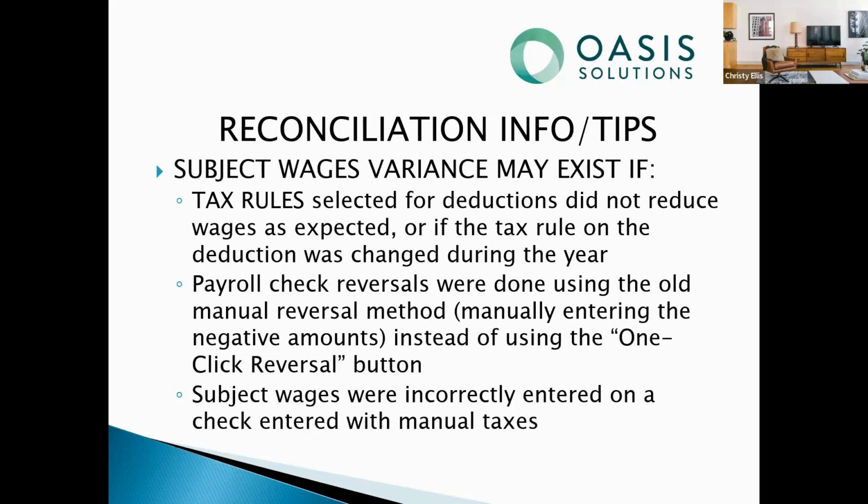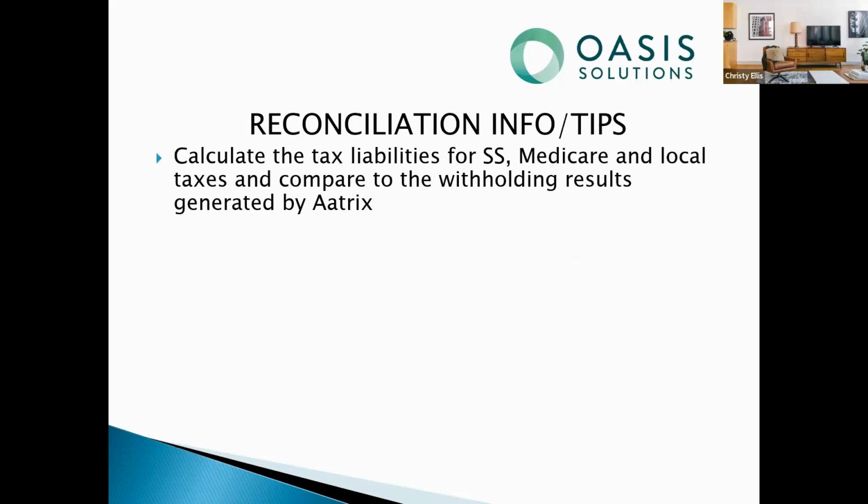Also, it could be that if you had any payroll checks that were set to have manual taxes, if you had incorrectly entered subject wages on a manual tax calculated check, you could have a variance from that. So those are the 3 ways that I've seen variances happen from your calculations in Sage to what Atrix has when you have generated your grid.